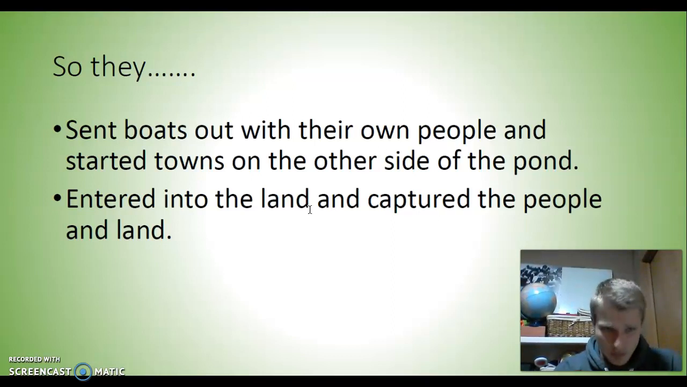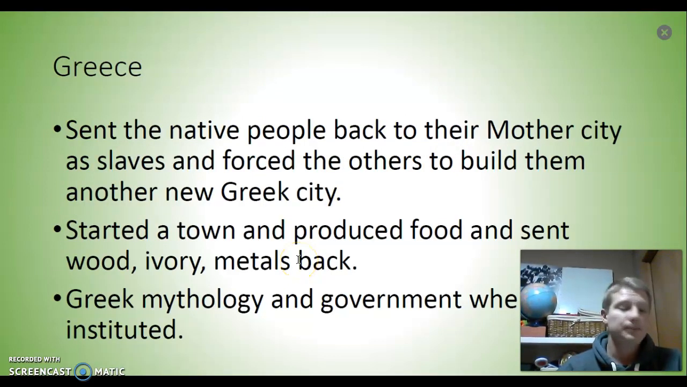These people entered the land. Some of it, there might not have been anybody there. They just plunked their stuff down and started cultivating the earth, started building homes and cities. Some of it was already inhabited by people. So they landed, captured the people in the land. Once they've captured the people in the land, they would send those people back to be slaves in the mother country, in the mother city, and then they forced the others who lived there to build them their new Greek city, to help them establish a life.